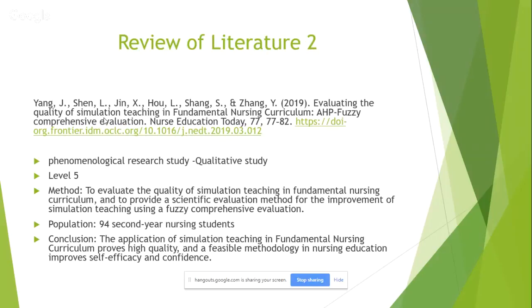This is the second review of literature by Yang et al. This was to evaluate the quality of simulation teaching in nursing students in the fundamentals of nursing curriculum. This is a qualitative study, and the conclusion was that the application of simulation teaching in fundamental nursing proves to be a high quality and feasible method in nursing education, and helps to improve efficacy and confidence.